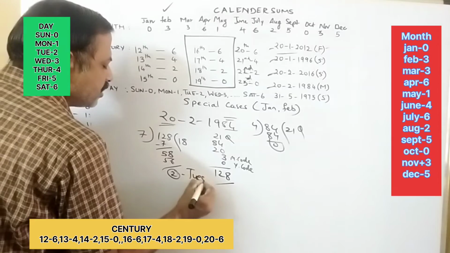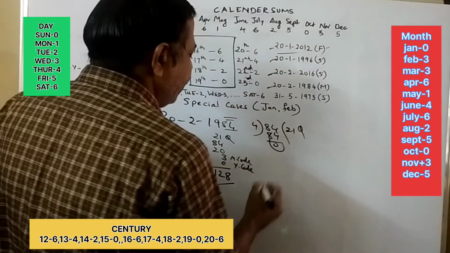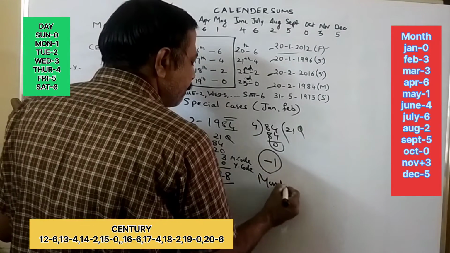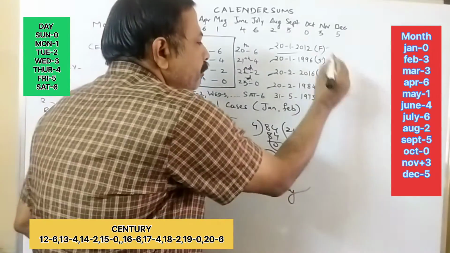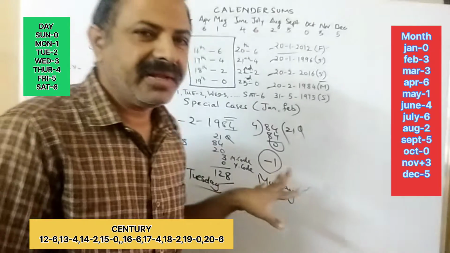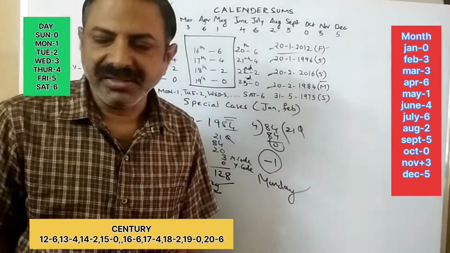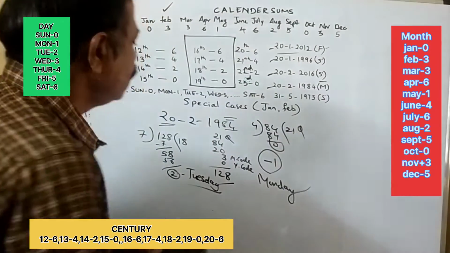2 means the answer is Tuesday, dear students, but it is the month of February, so minus 1 is the answer, that is Monday. I am getting Tuesday, but the answer is Monday. Hope this is very clear. It is only in the cases of January and February, dear students, in any year. Okay. Last date.